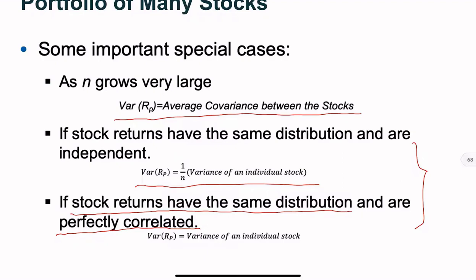And for the third case, because all stocks' returns are perfectly correlated, even if you add more stocks into the portfolio, your portfolio's risk will not reduce. In this case, you can see that there is no diversification benefit, right? So this comparison, this result, leads to today's discussion of diversification.